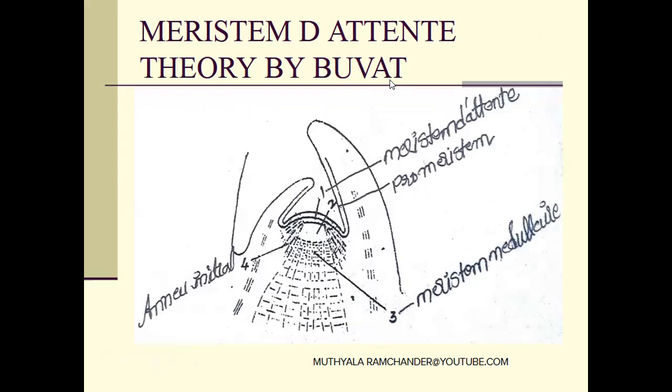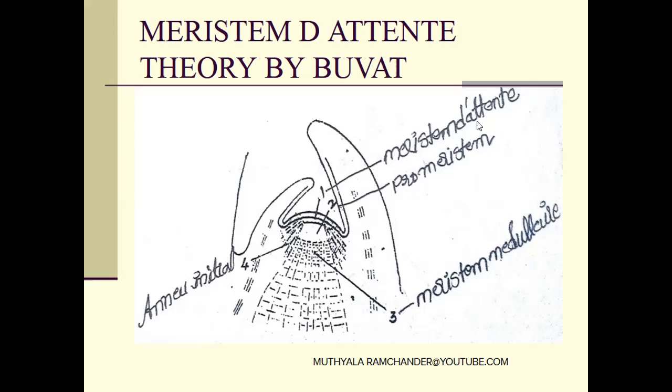The Bouvet scientist belongs to France, so this theory is also called the French theory. According to this theory, on the terminal part of the shoot apex, mainly four types of meristems are present: meristem d'attente, promeristem, anneau initial, and meristem medullaire. From this theory, one major part is explained.